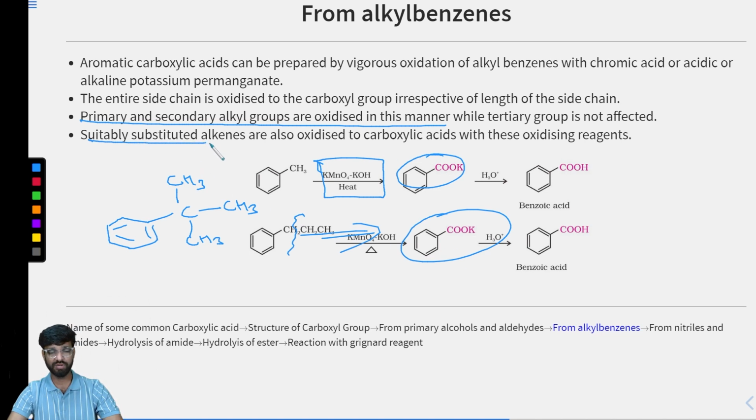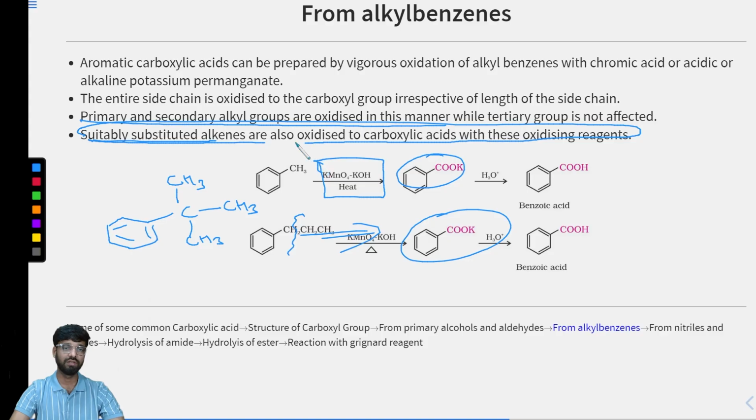Now suitably substituted alkenes are also oxidized to carboxylic acid with these oxidizing reagents. We will see those suitably substituted alkenes in the next class. But for now, assume that alkenes can also be oxidized to your carboxylic acid. If there is an alkene in here, it would also be oxidized to your carboxylate ion and further protonated to form your carboxylic acid. Clear? So far we have seen two preparatory methods, from alcohols and aldehydes, and from alkyl benzene, and in all of these we have used a strong oxidizing agent. So we are oxidizing these two things.